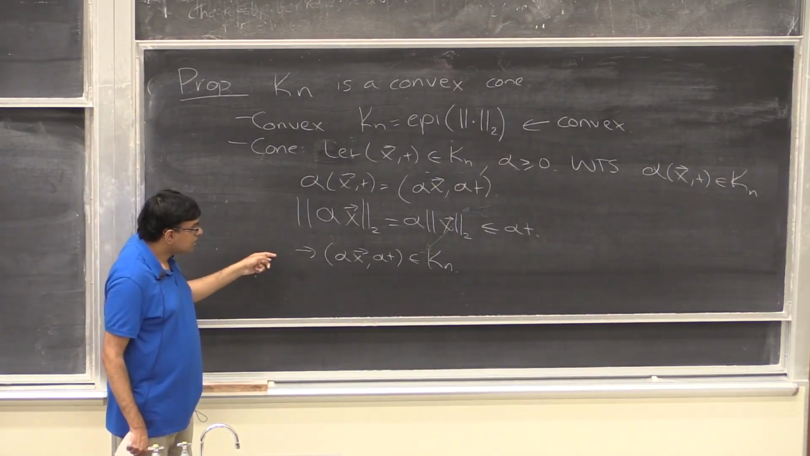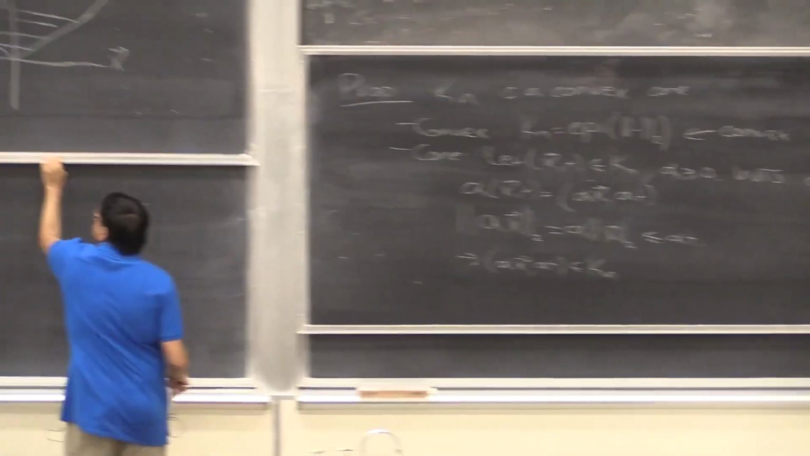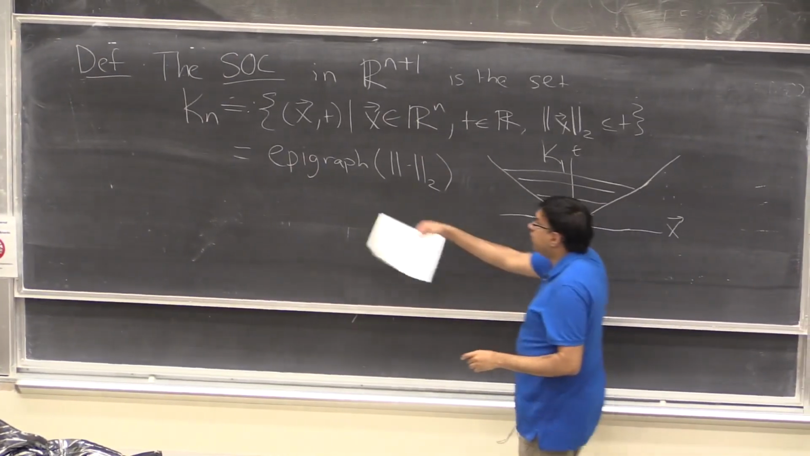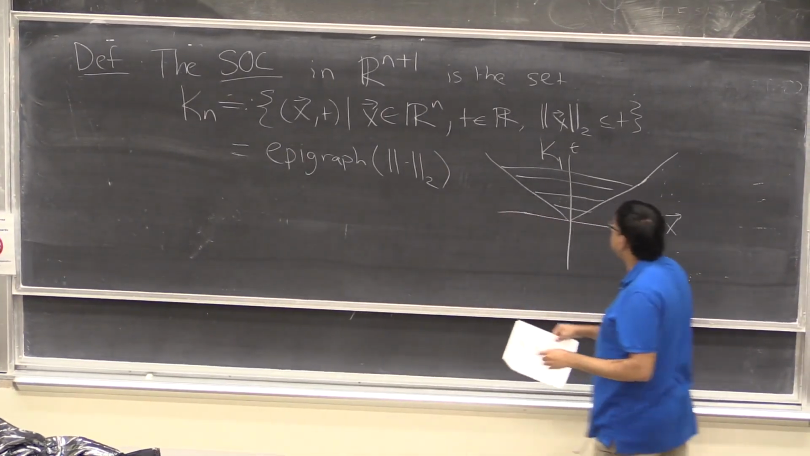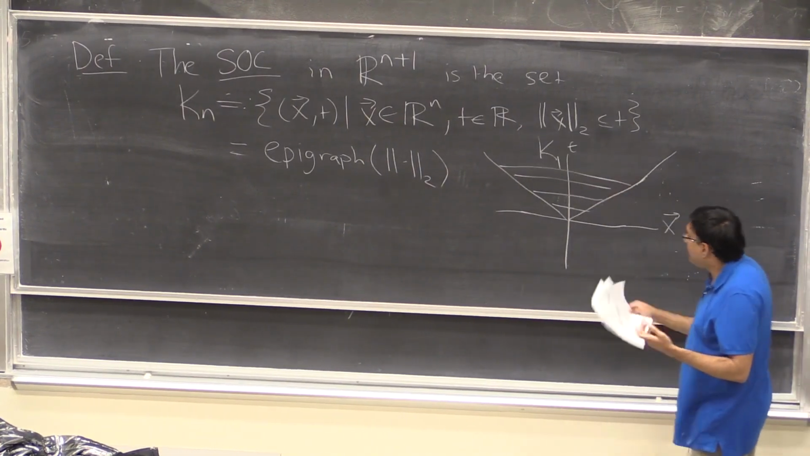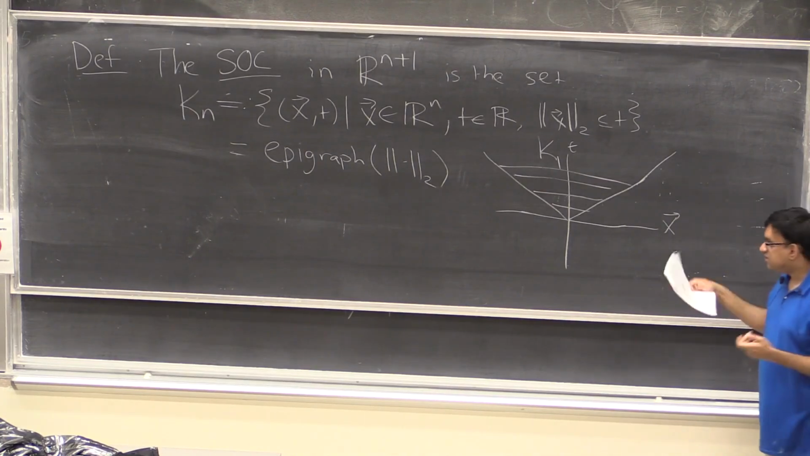Okay, so this is because of the definition of Kn. Kn is all the points (x, t), or in this case (alpha x, alpha t), such that the 2-norm of alpha x is less than or equal to alpha t. This is just the definition.